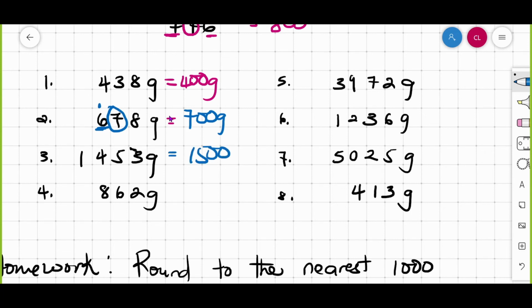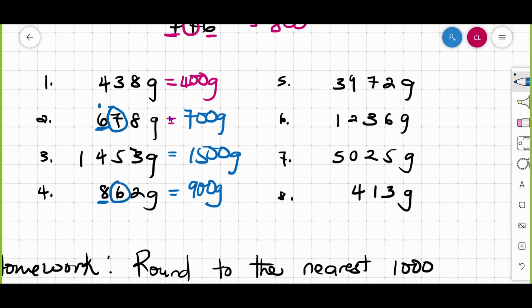1,500 grams. 862, that would become 900. 900 grams. Because here I'm rounding to the hundreds.